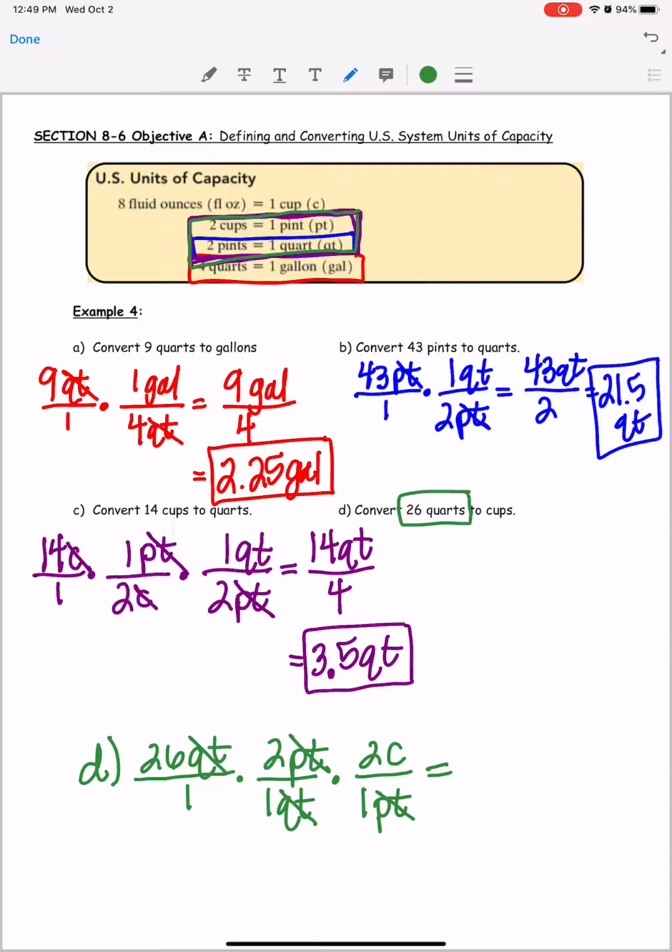So now I'll multiply straight across. 26 times 2 times 2 cups gives me 104 cups. And then you have 1 times 1 times 1. So I'm not going to put this all over 1. I'm going to leave that as 104 cups. Okay, so that's that answer there.